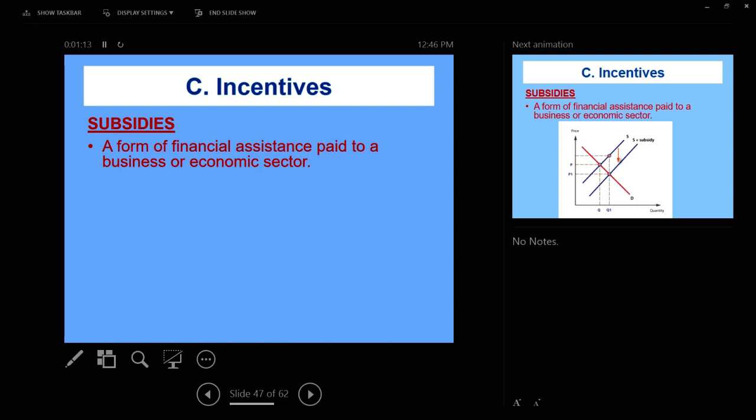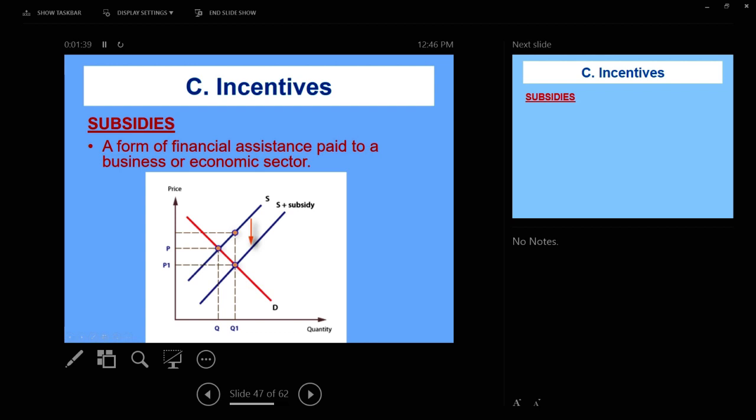But we should probably also add into our notes that it could also be paid to an individual or a household. So for example, let's say that I buy a hybrid car and that hybrid car is subject to a subsidy. Well, that means I'm getting financial assistance to help defray the cost of this alternative fuel type of car, so this hybrid car. So it could go to me as a household.